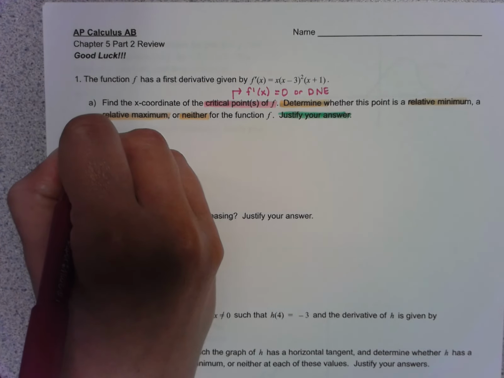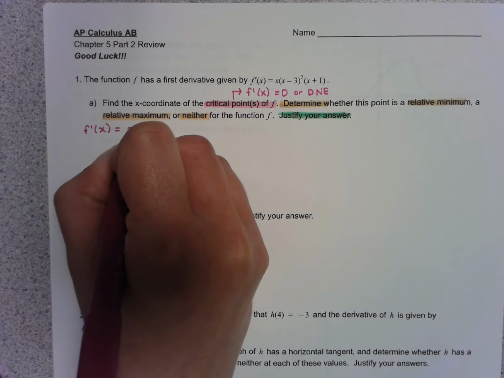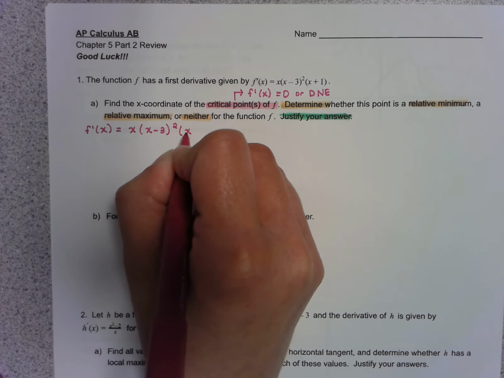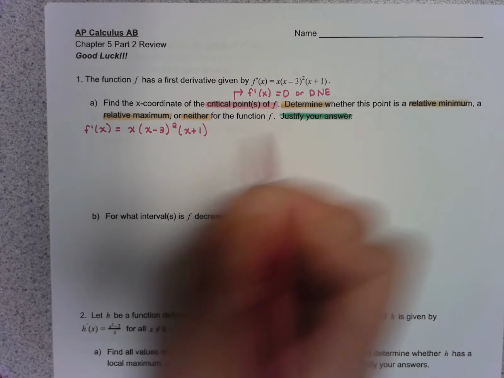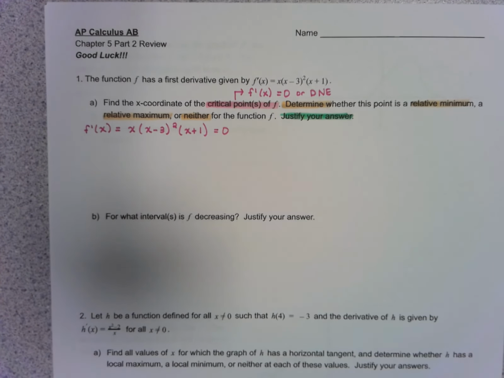So on my paper, I'm going to make sure to write down as part of my answer f prime of x equals x(x minus 3) squared (x plus 1) equals 0. Now you might be wondering, why am I writing this down? The reason is because on the AP test, especially when you're doing the FRQ portion, it is really important to show your thinking. By writing this down, you're demonstrating that you understand what a critical point is to the grader of this exam.